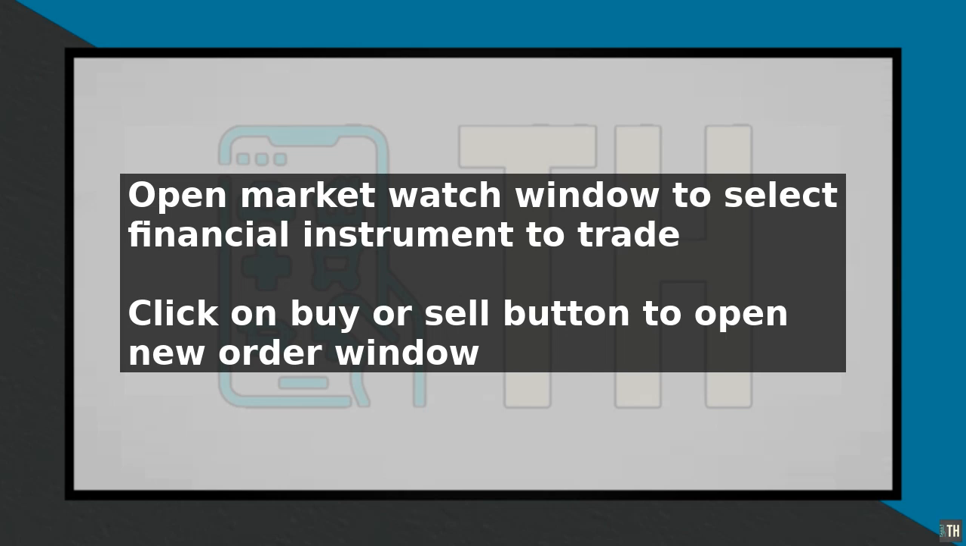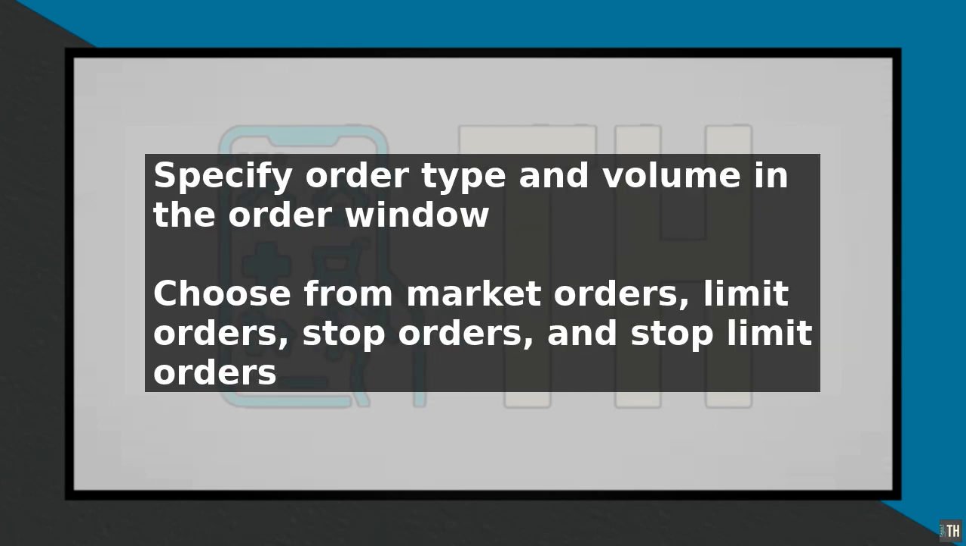A market order is an order to buy or sell at the current market price. A limit order is an order to buy or sell at a specified price. A stop order is an order to buy or sell when the price reaches a specified level. A stop limit order is a combination of a stop order and a limit order.